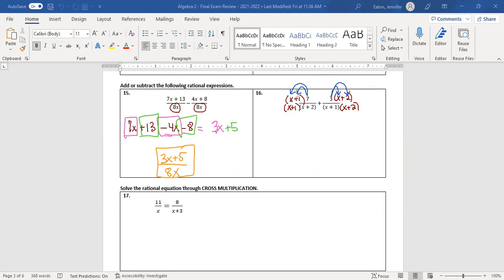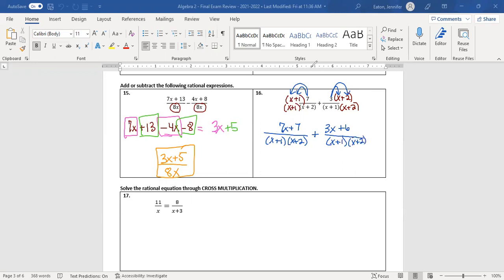So the top of the left-hand side becomes 7x plus 7 over that common denominator, x plus 1, x plus 2. And that's being added to, multiply the 3 through the parentheses. So 3 times x is 3x, and 3 times 2 is 6. And that's over the common denominator, x plus 1, x plus 2.